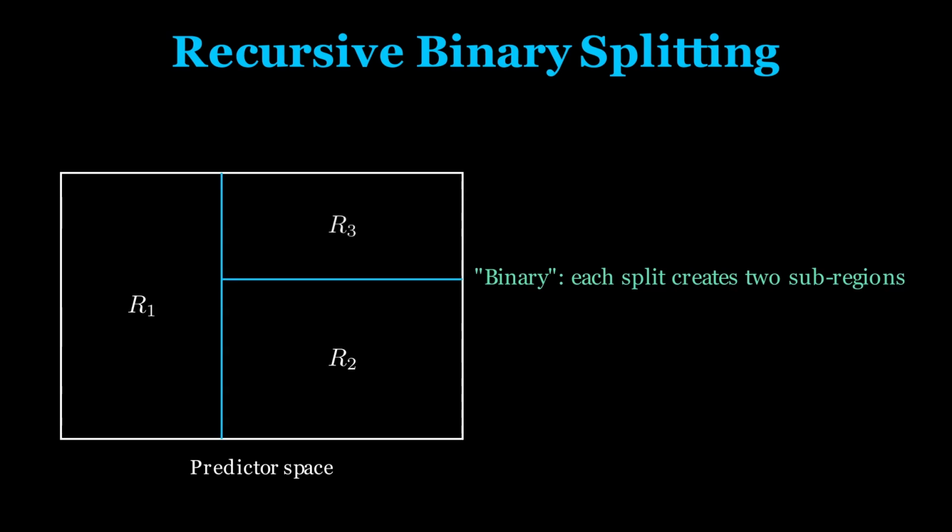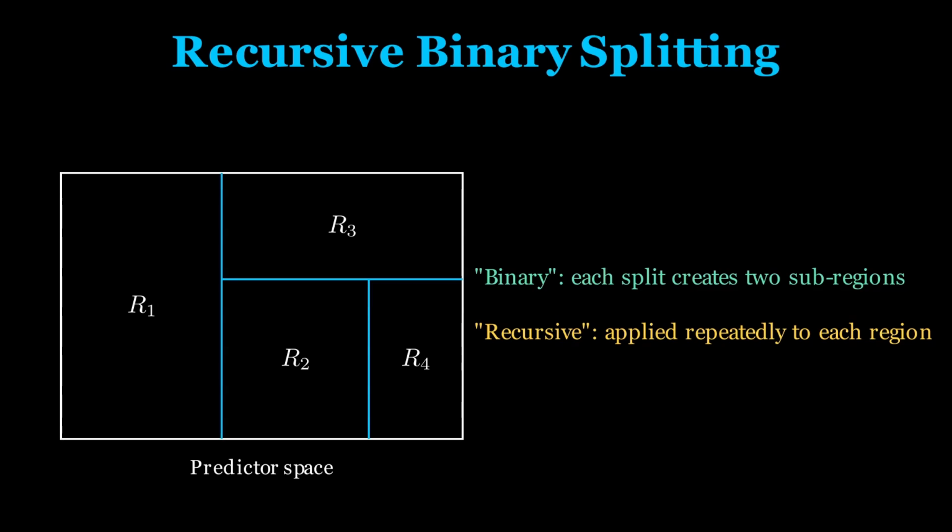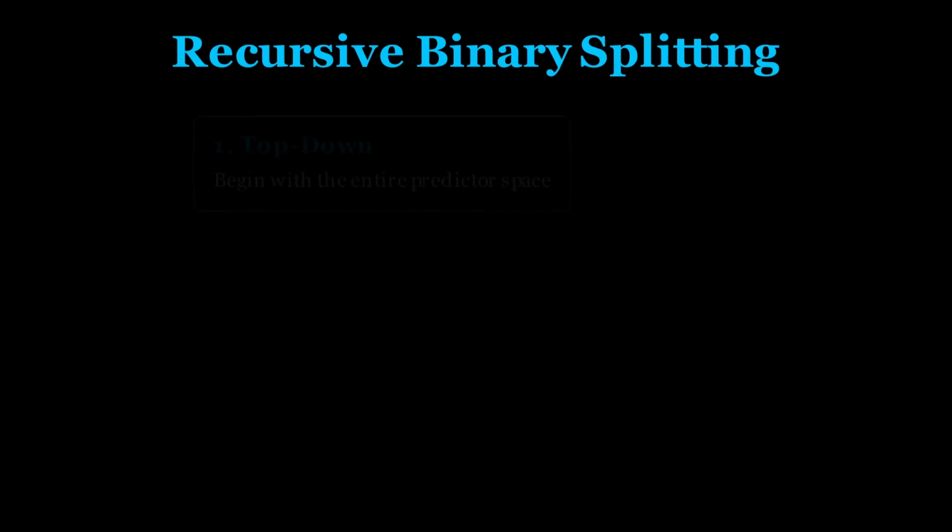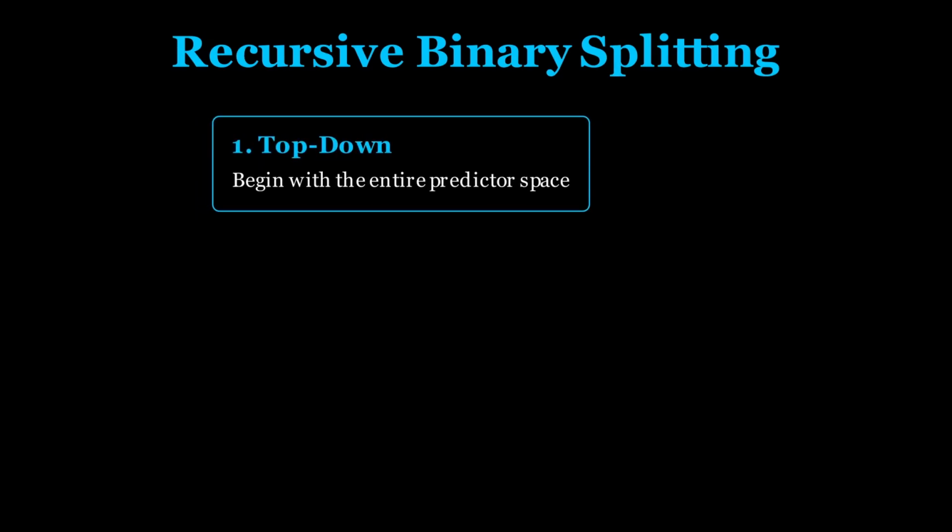And it is called recursive because the same process is applied again and again to each successive region, carving the space into smaller and smaller pieces. The approach can be summarized in 3 points. First, it is top-down. We begin with the entire predictor space and progressively split it into smaller and smaller regions.